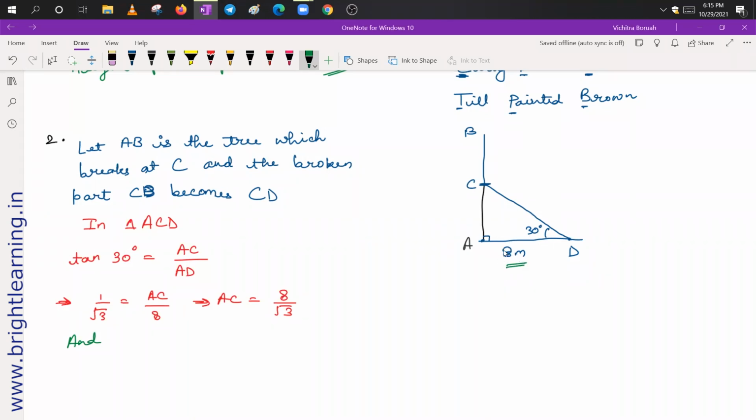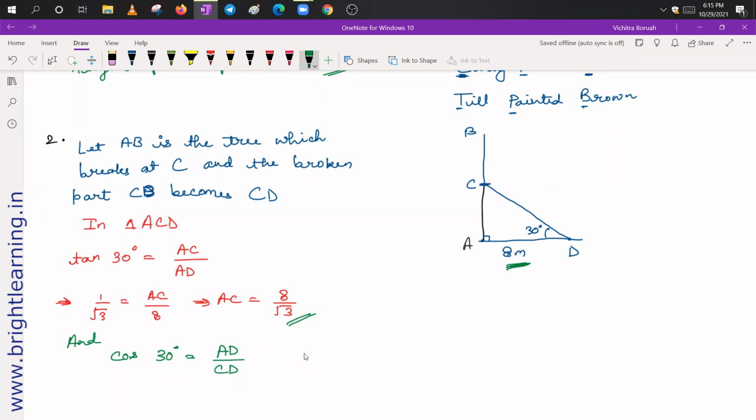Okay, so if you use sine, you will have to use this perpendicular and this hypotenuse. So you can use sine also, because the length of AC we already know, that is 8 upon root 3, and you can use cos also because this value we already know. Okay, base. So if I use cos 30 degree, it is base, which is AD, upon hypotenuse, which is CD.